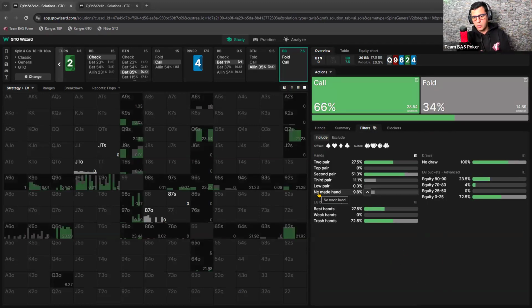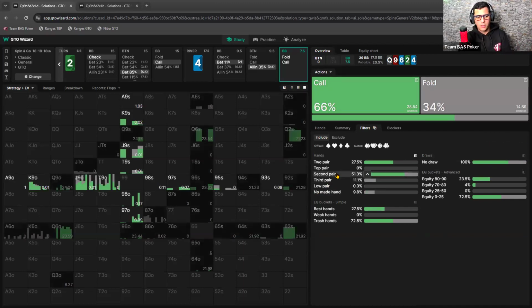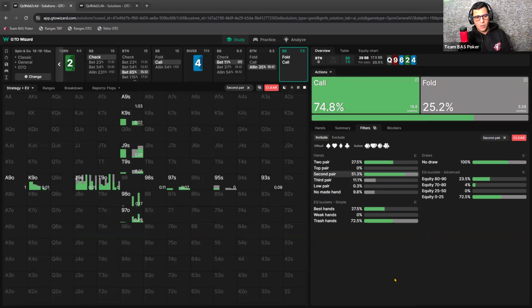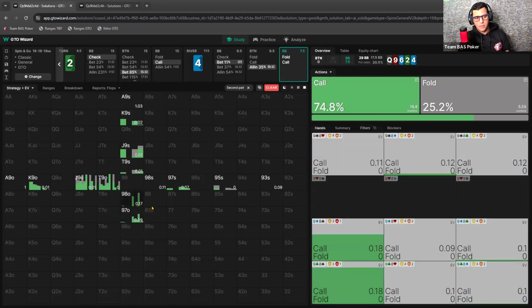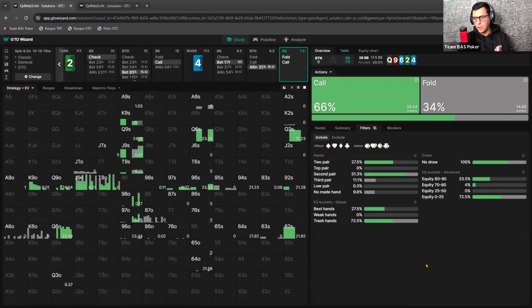But again, like you see here, third pair, it's not even close. It's an easy fold. Second pair, it's a call, but it's not like printing. So 10-8 here, which is the best combo here to snap call, is just 0.17. King 9 is 0.02, basically almost break even, which in practice I wouldn't recommend doing. We'll see in a moment how actually they are raising and why we shouldn't defend that way.